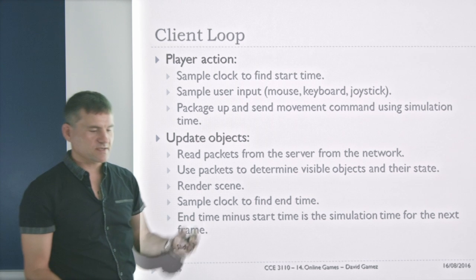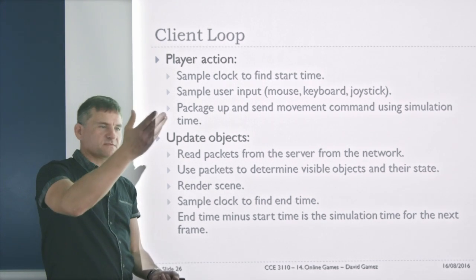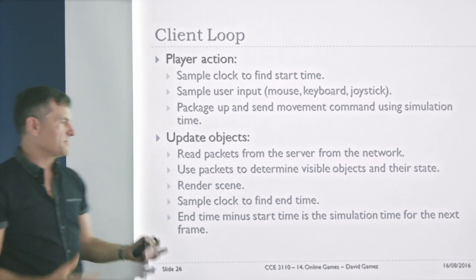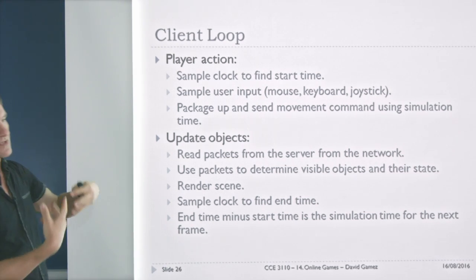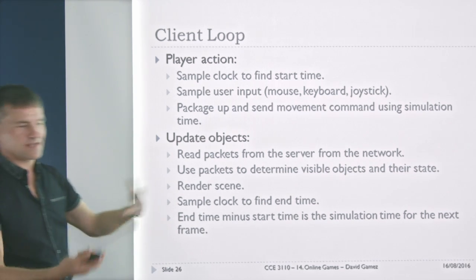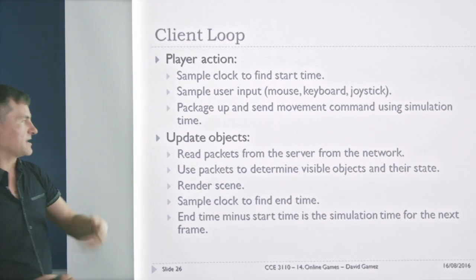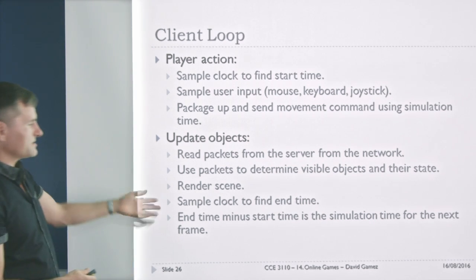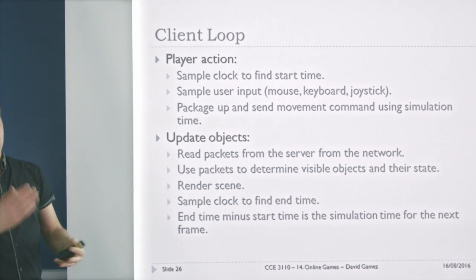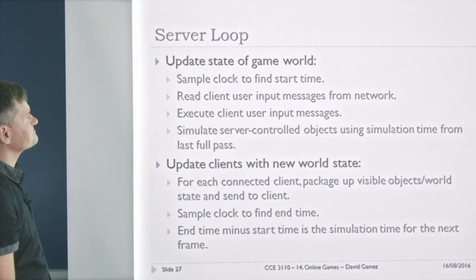So let's suppose the player moves the steering wheel like that, sends that off to the server, and then receives back from the server the new car position. On the client side, it'll render the new car position, the new position of the road, and what it can see, and so on, and calculate any interactions between this player's car and another player's car, for example. And then it samples the clock to find the end time, and then the simulation time for the next frame. That's so it can calculate the next positions and possibly do a bit of physics and so on.